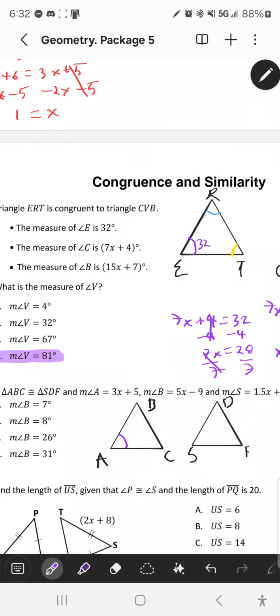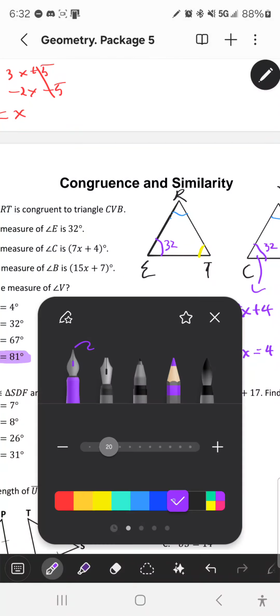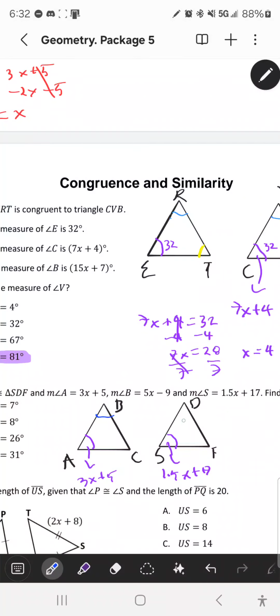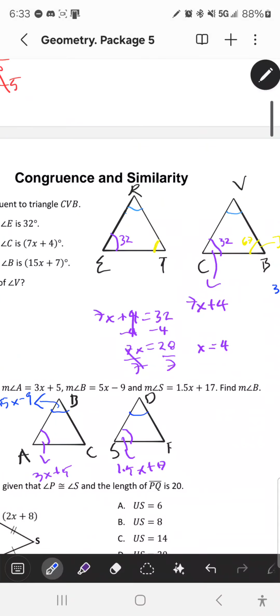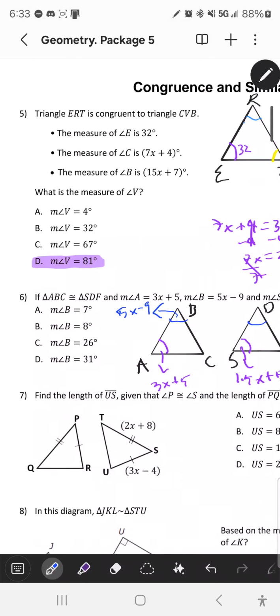So A is congruent to S, and A is 3x plus 5, and S is 1.5x plus 17. And then B is congruent to T, and B is 5x minus 9. And then, yeah, that's all the things we have, and they say find B.